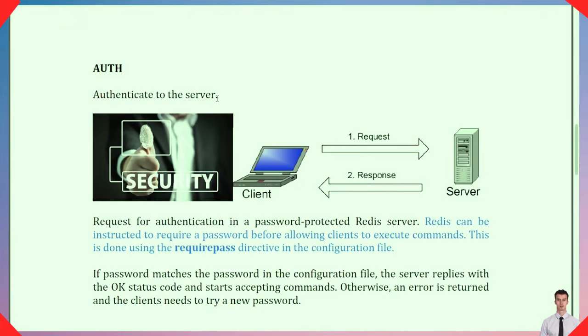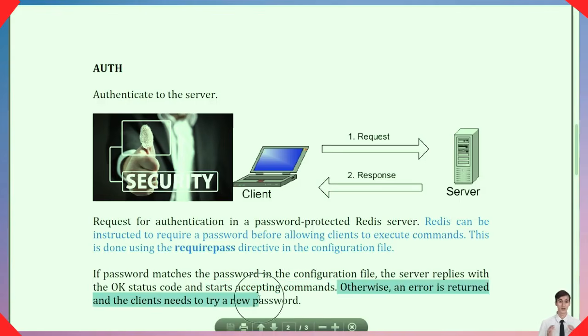First of all, the auth command is utilized to authenticate to the server. It requests authentication in a password protected Redis server. If the password matches the password in the configuration file, the server replies with an OK status code and starts accepting commands. Otherwise, an error is returned and the client needs to try a new password.